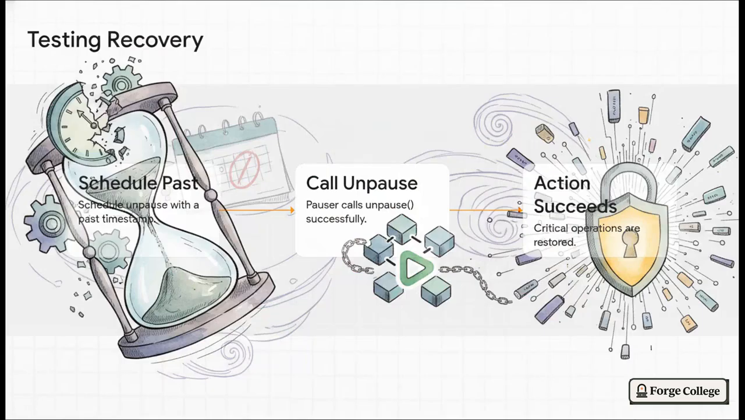Next up, we have to test the recovery. But how do we test a time lock without literally waiting around for hours? Well, the beauty of our local Hardhat environment is that we can actually cheat time. Step 1, the pauser schedules the unpause using a timestamp from the past. Step 2, the pauser calls unpause, which succeeds immediately because the mathematical time condition is already met. Step 3, we call the critical action, and it succeeds again. Just like that, operations are restored.